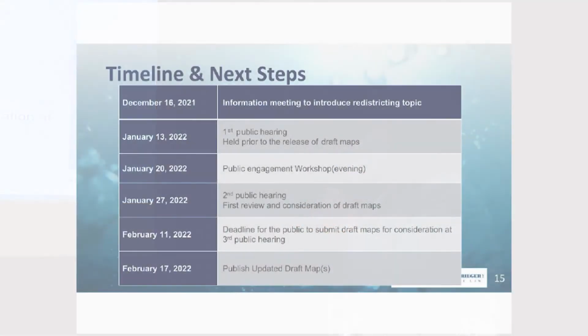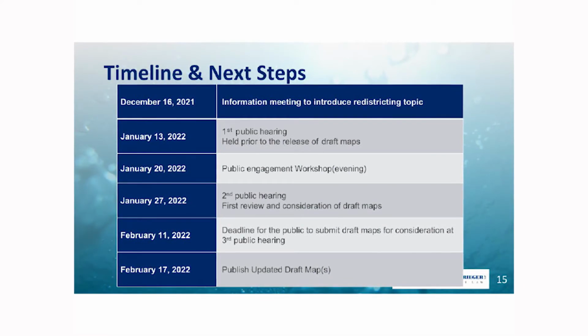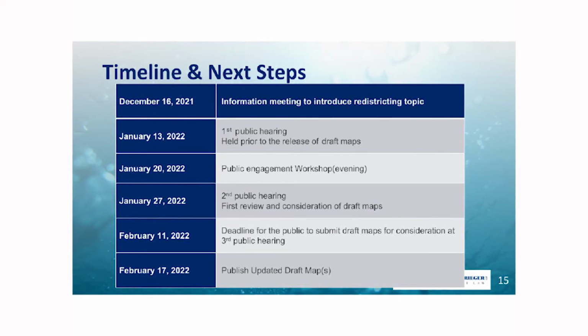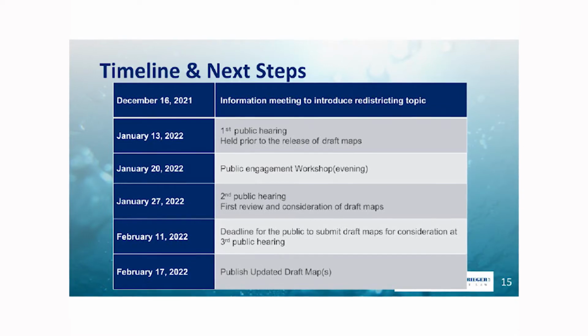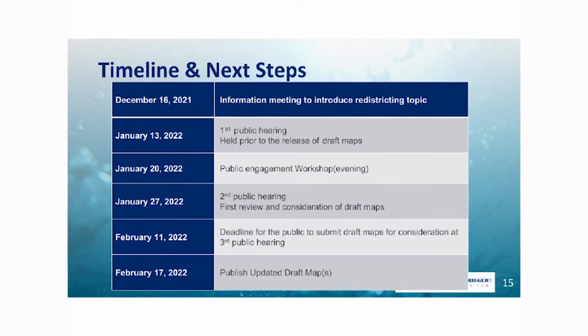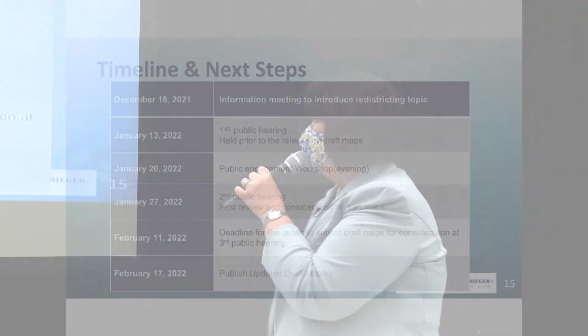So our timeline, this is basically that first slide, but now it has dates attached to it. So last Thursday, we had the first public hearing, and that is required to be held before any draft maps can be released. We can't release the maps to the public until after at least one public hearing. And that's to make sure that the public understands this is not a foregone conclusion. This is not something that the council has decided in the past. We didn't even draw maps until we had that public hearing.